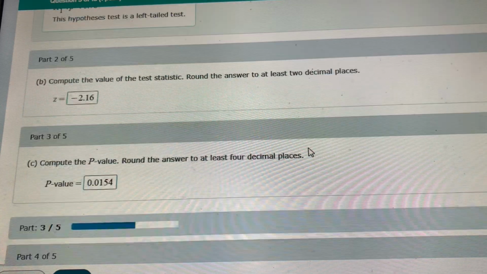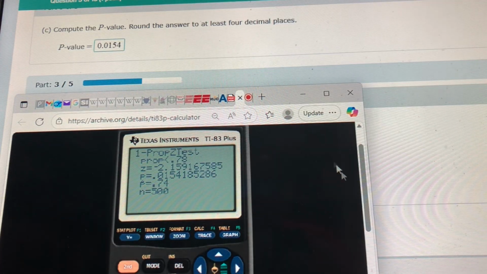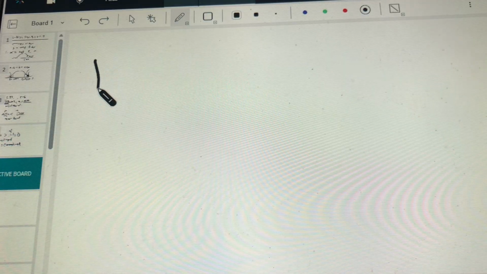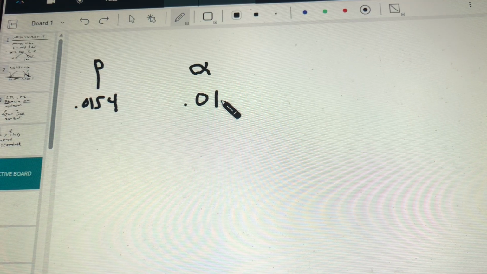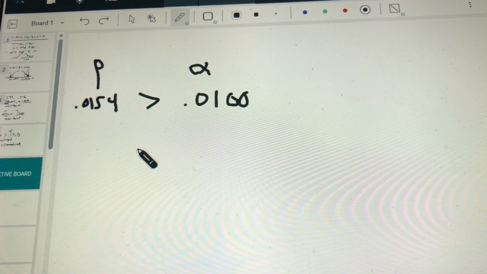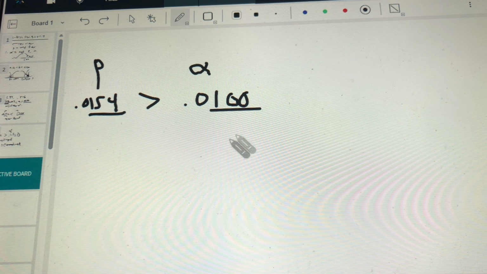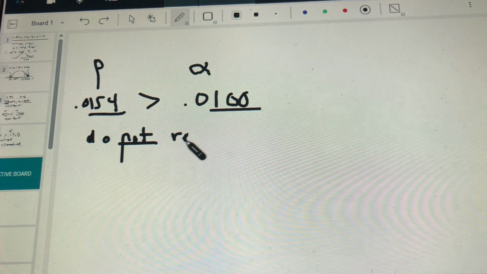If I use 0.01 first, if we do the 0.01 alpha first, I just got a 0.154 p-value. If I use 0.01 as alpha, even adding 2 zeros doesn't make it get smaller, it's still greater. 154 is greater than 100, so this one you would say do not reject the null. And then there would be not enough evidence.